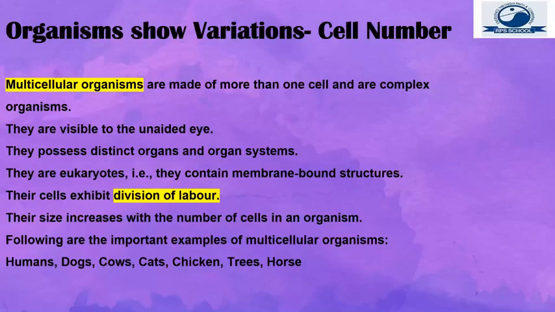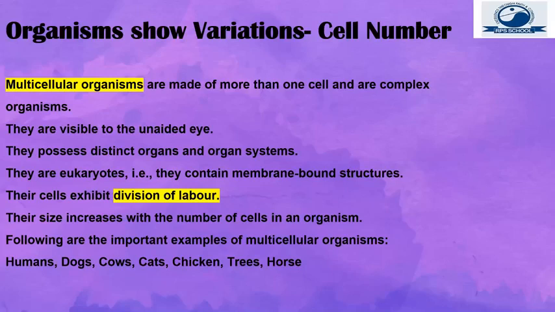Organisms show variations according to the cell number. Another type of organism is multicellular organisms. These are made of more than one cell and are complex organisms. They are visible to the unaided eye. They possess distinct organs and organ systems.